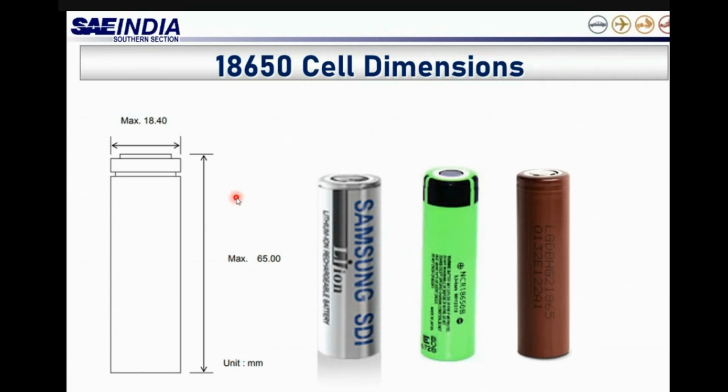This is also common. Why is the cell called 18650? Because the diameter of the cell is 18.40 mm and the length of the cell is 65 mm, and since the form factor is a circle, that's why it is called 18650.